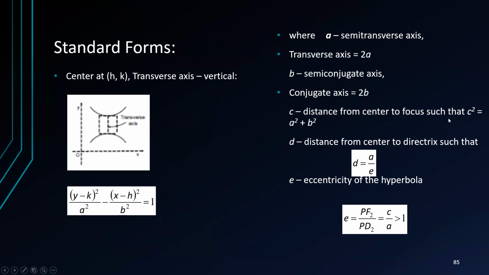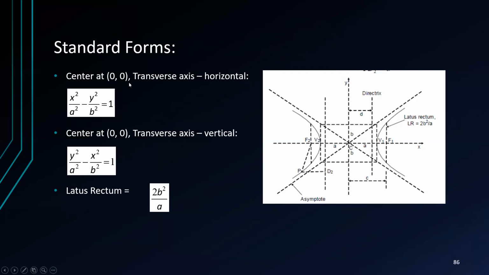c is the distance from center to focus, such that c squared is equal to a squared plus b squared. d is the distance from center to directrix, such that d is equal to a over e. e is equal to PF2 over PD2, which is equal to c over a, greater than 1. Standard form, center at (0, 0), transverse axis horizontal: x squared over a squared minus y squared over b squared is 1. Center at (0, 0), transverse axis vertical: y squared over a squared minus x squared over b squared is equal to 1. Latus rectum is also 2b squared over a.